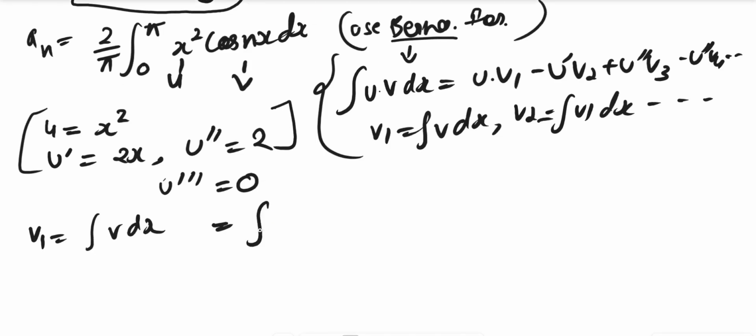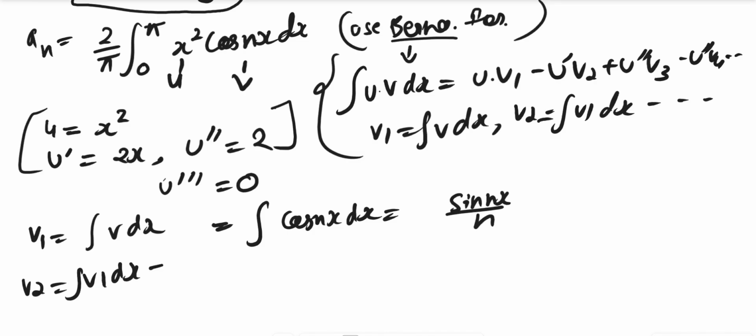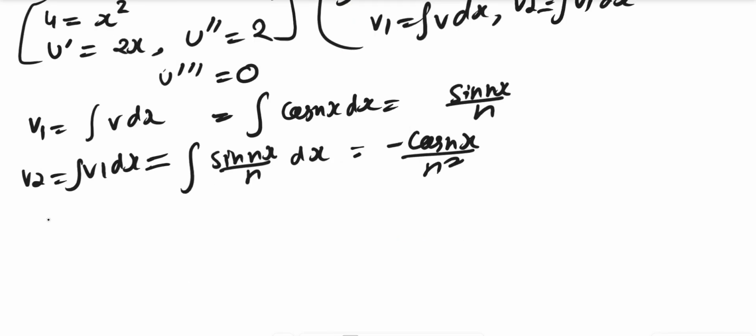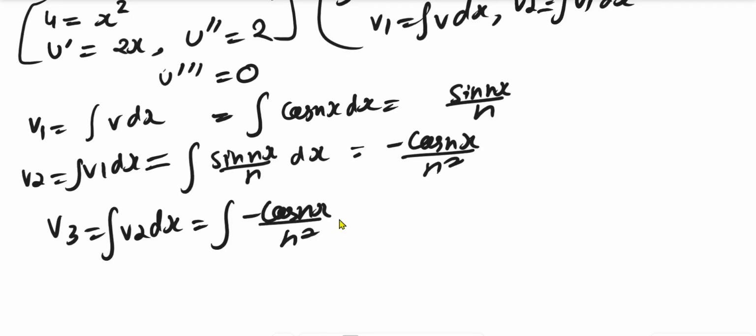v1 is equal to integration of cos nx dx, which will be sin nx divided by n. Now v2 is integration of v1 dx, which will be integration of sin nx divided by n dx, and it is equal to minus cos nx divided by n square, and v3 is equal to integration of v2 dx. It is integration of minus cos nx divided by n square dx. Then it is equal to minus sin nx divided by n cube.